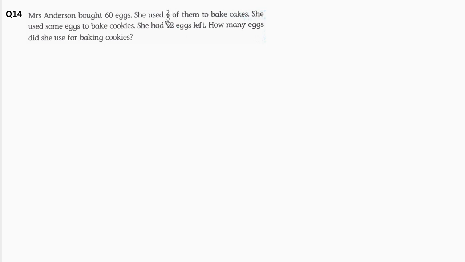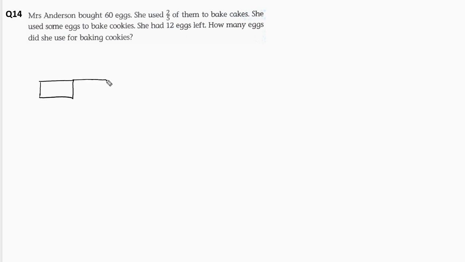Now, remember, fractions are divisions and they tell us how many parts the whole has been divided into. And the denominator tells us that our whole amount has been divided into 5 parts. So I'm going to draw a bar with 5 parts.